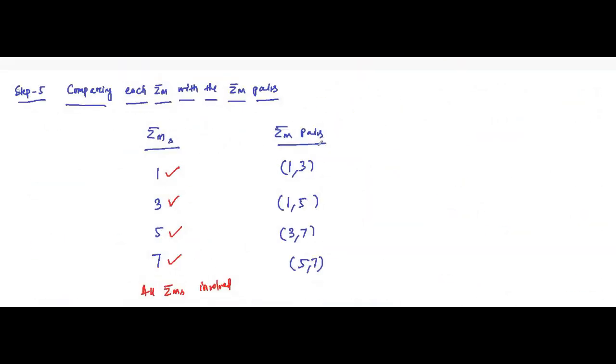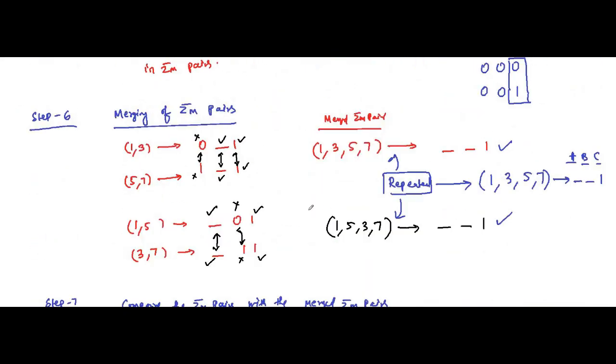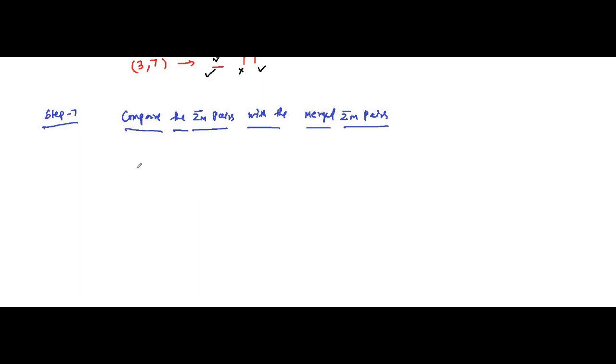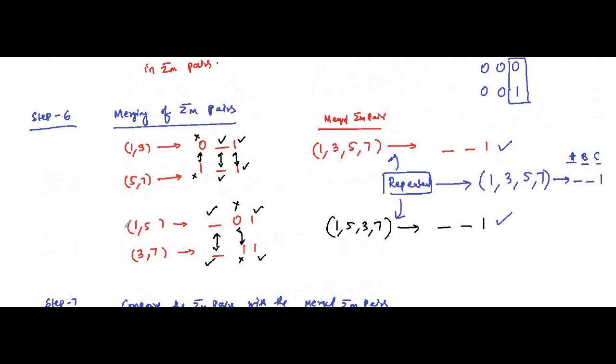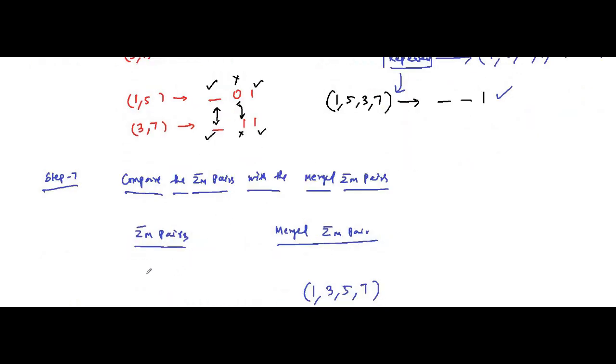here we'll be comparing these Minterm pairs with the merged Minterm pair, that is 1357. So the Minterm pairs will be listed in one column, and here we have only one merged Minterm pair, so we'll be also putting it in another column. So it is 1357, and the Minterm pairs are 13, 15, 37, 57.